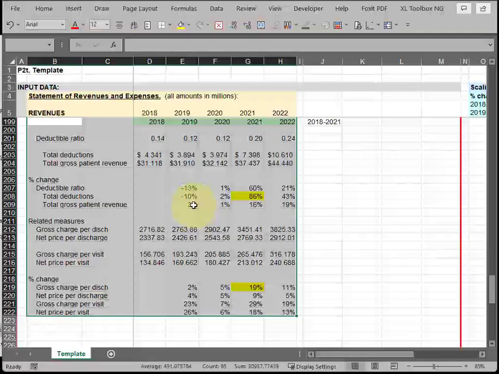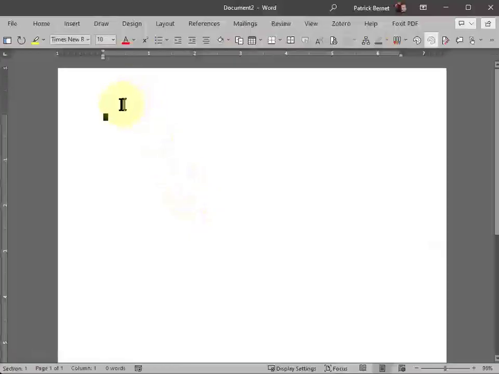Now I have a blank Word document right here, and I'm just going to put some markers here. These markers are where I would put headings and things like that. The heading might read, this is a deductible ratio. And then you're going to want an intro. And let me zoom in so we can see.